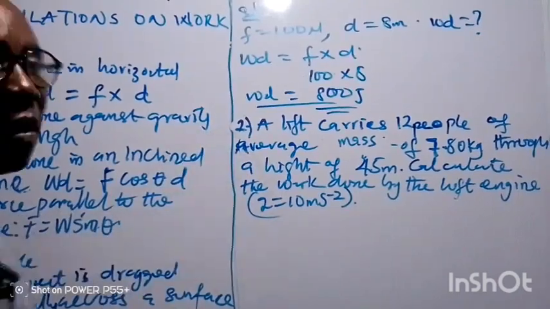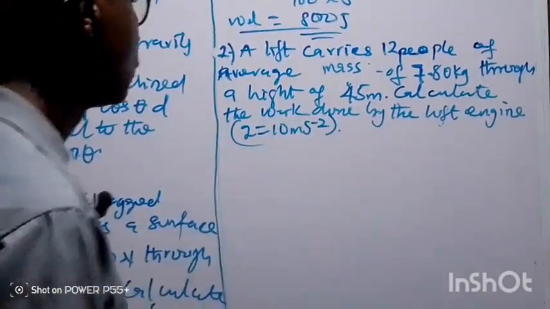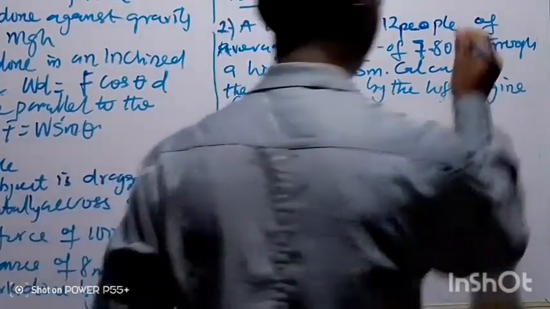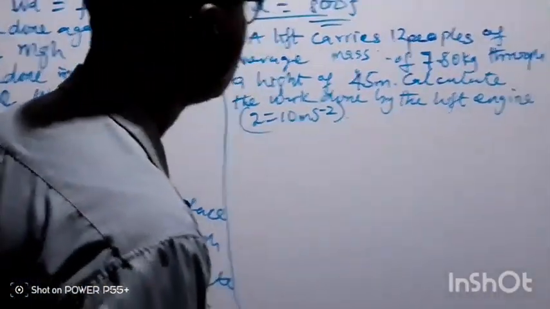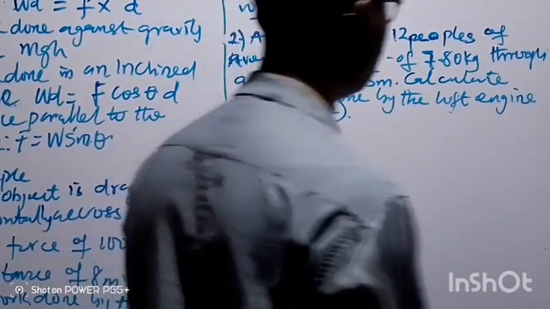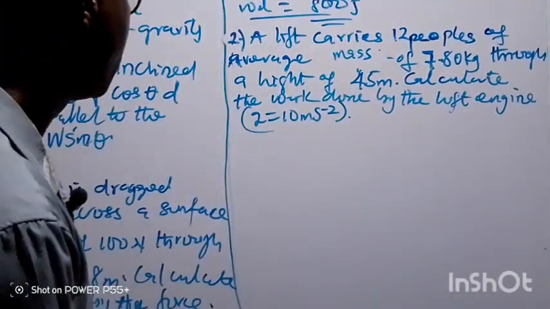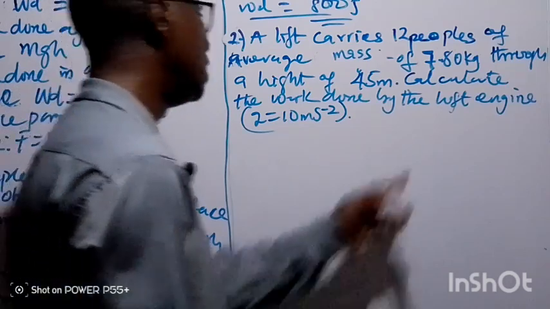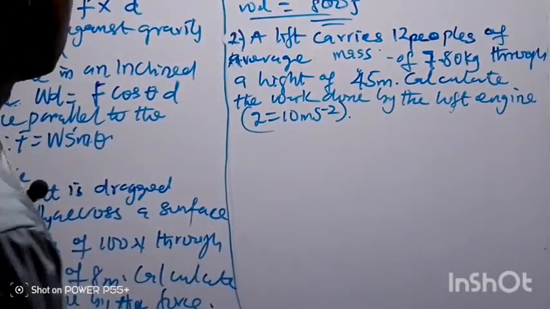Let's take this one as example 2. A lift carries 12 people of average mass of 7.80 kg through a height of 45 meters. Calculate the work done by the lift engine. g is equal to 10 meters per second squared.